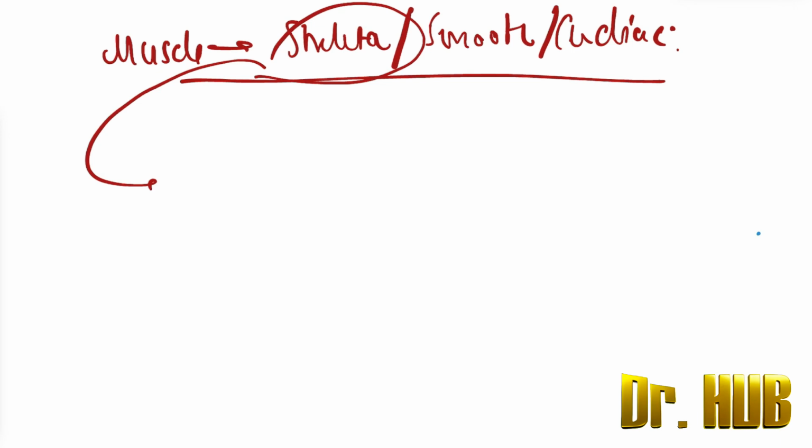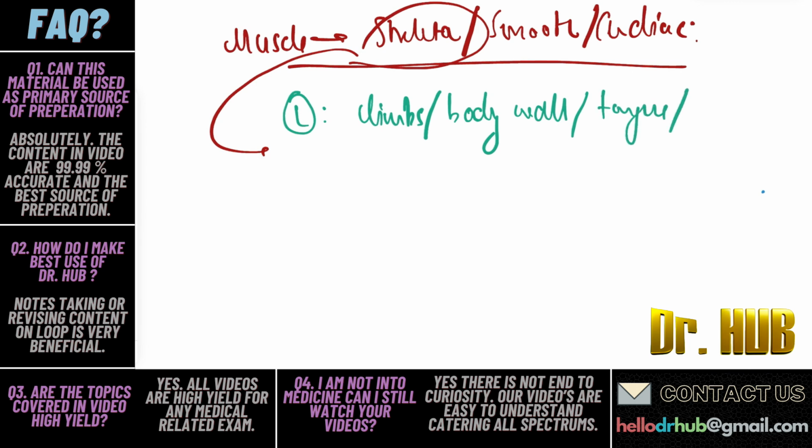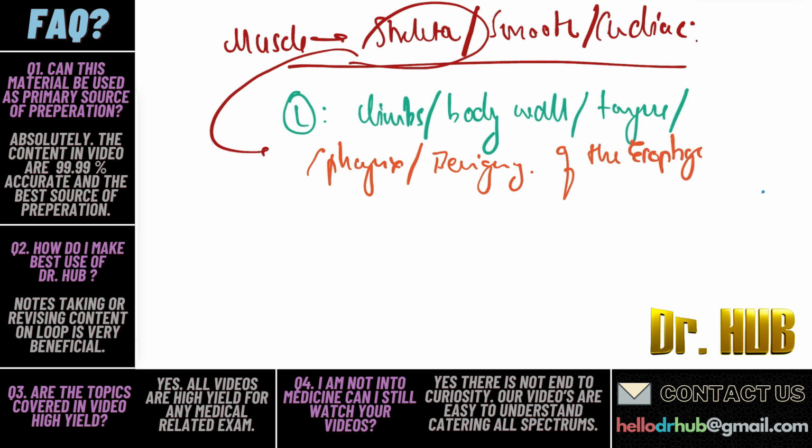In terms of skeletal, where is the location? It is located in the limbs, the body wall, then also the tongue. It is also present in the pharynx as well as the beginning of the esophagus. Next, let's look at the cell shape.